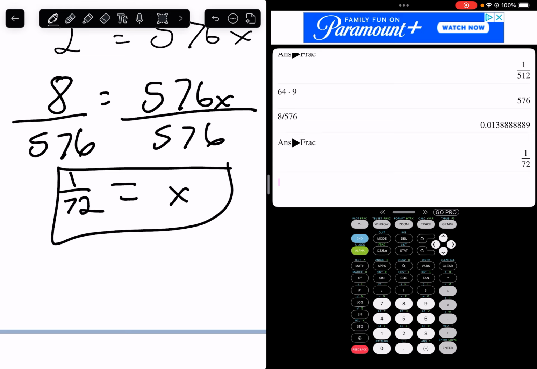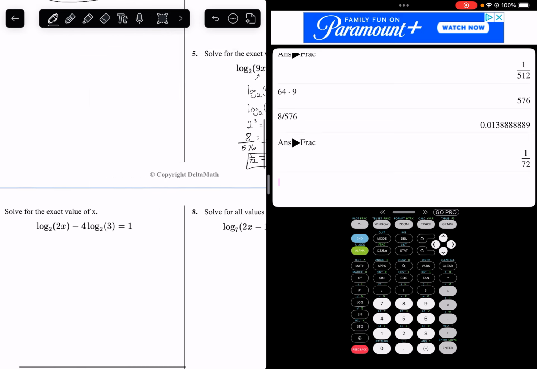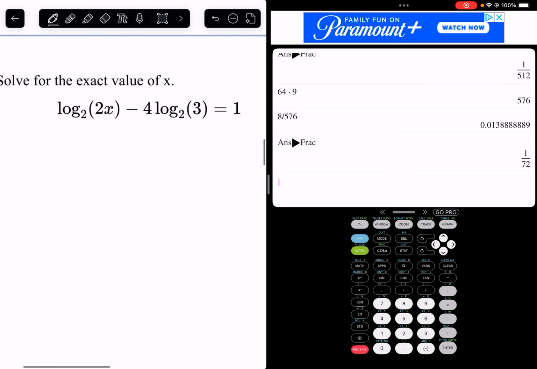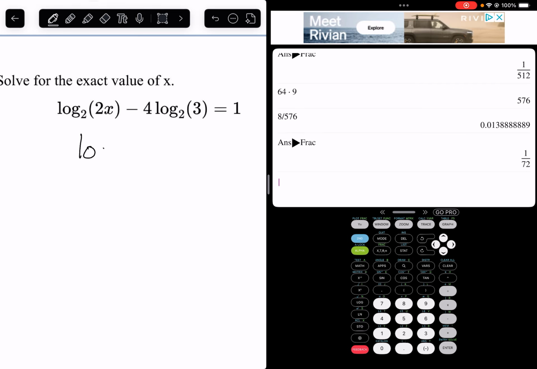All right, let's try this guy. Similar concept. We want to get this down to 1 log here. So we end up with log base 2. Now we know when we have a subtraction sign, this stuff gets booted to the denominator. Also, don't forget to bring that 4 up to become the power. So we end up with log base 2 of 2x over 3 to the power of 4 equals 1.